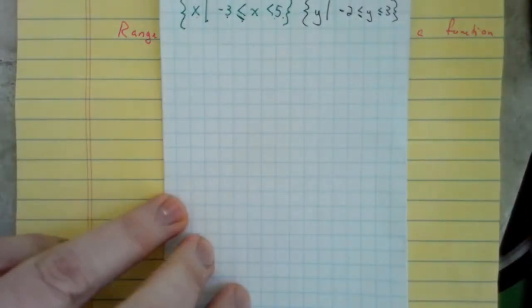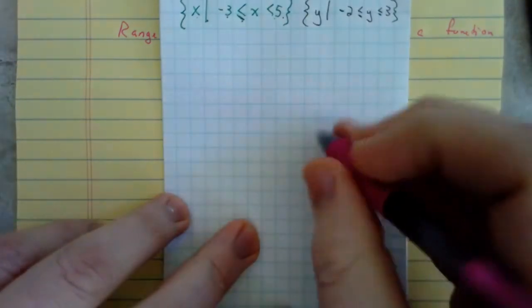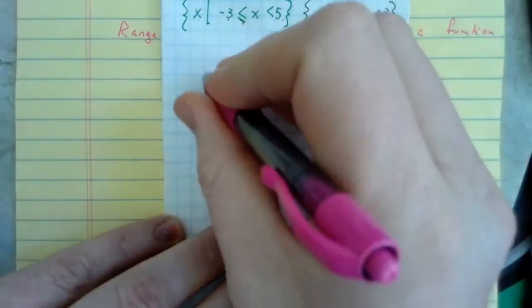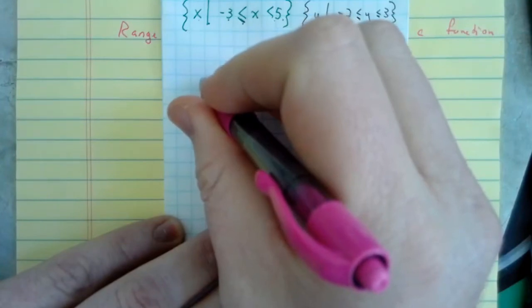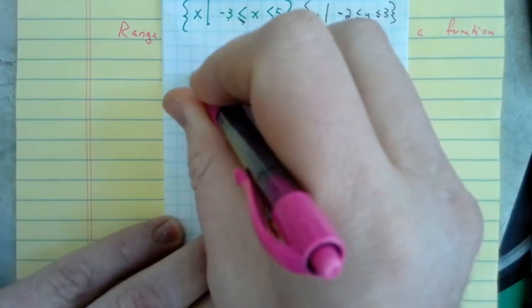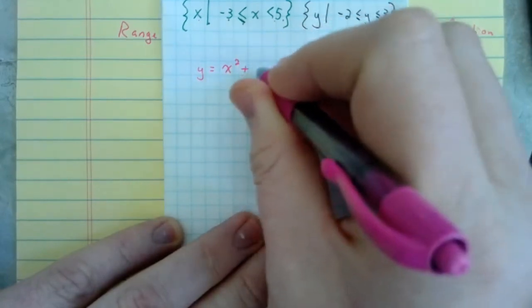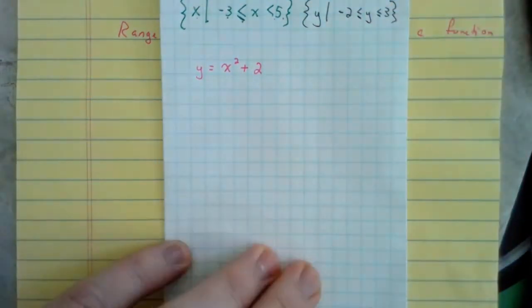Now in the last example, I gave you kind of this weird function we'd never seen before, but we can actually take a look at a function that we're familiar with. We studied quadratics and parabolas in quarter 3. So let's take a look at something like y equals x squared plus 2. This is a simple quadratic.